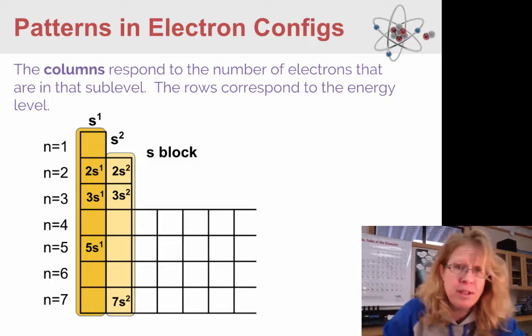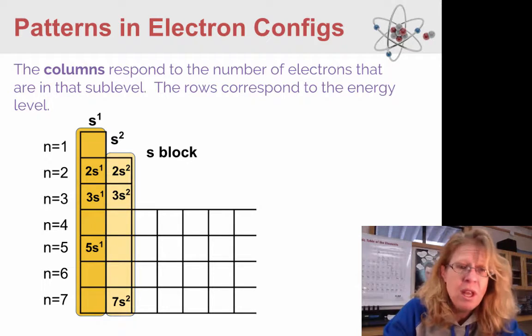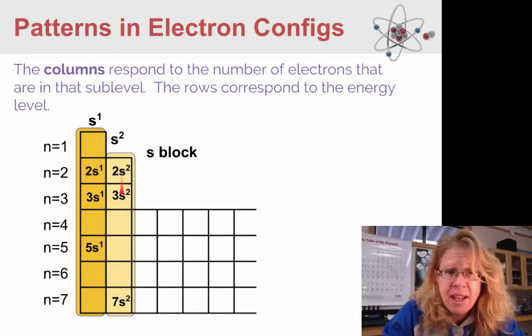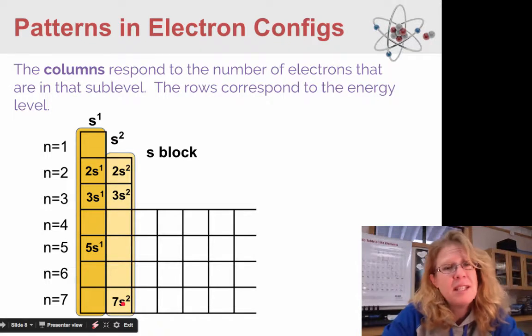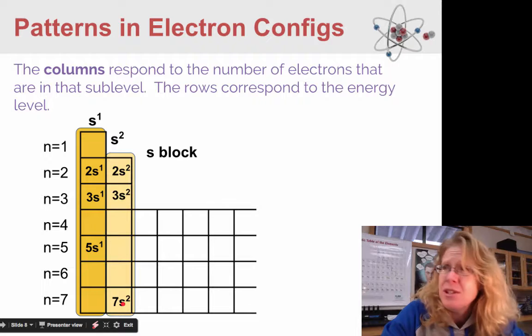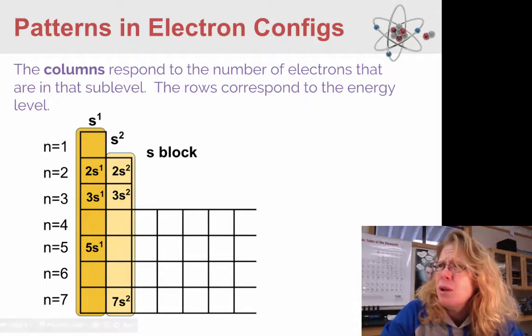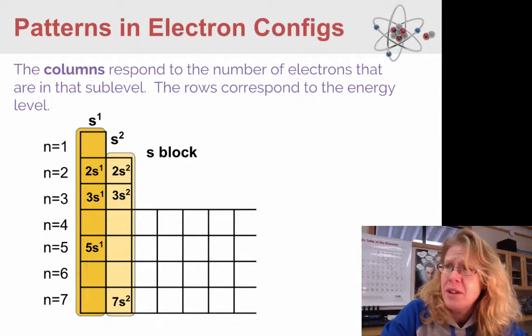You can simply count on down. If it's in the first column, it's an s1, count down the number of rows, and you can say this one ends in a 5s1, or if it's in the second column, you can count all the way down to the bottom and say it's 7s2. This saves you some time. 7s2, by the way, is, I think it's barium. No, it's whatever comes after francium. Dang, it's all the way down there.